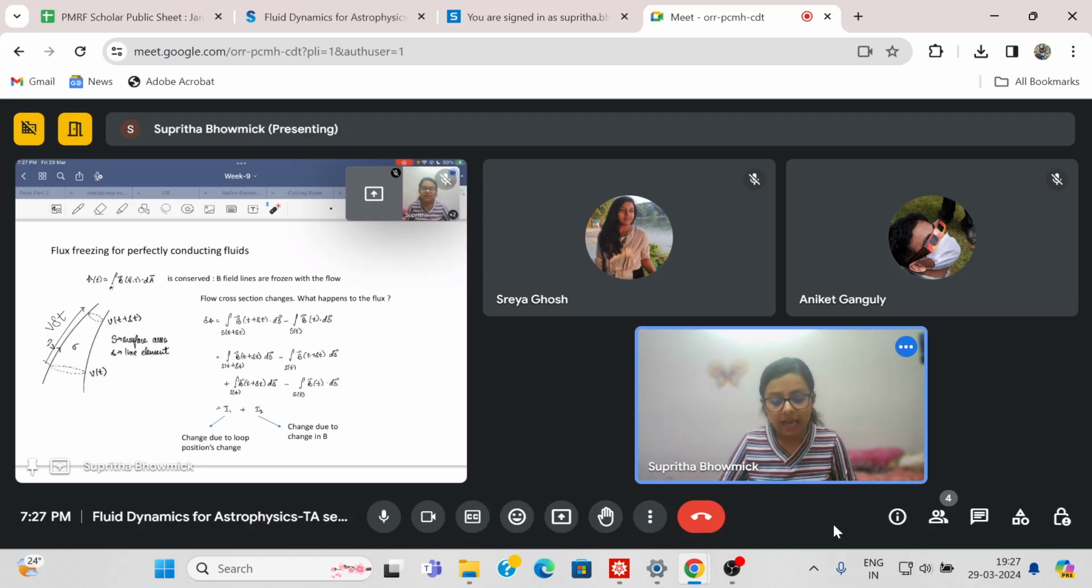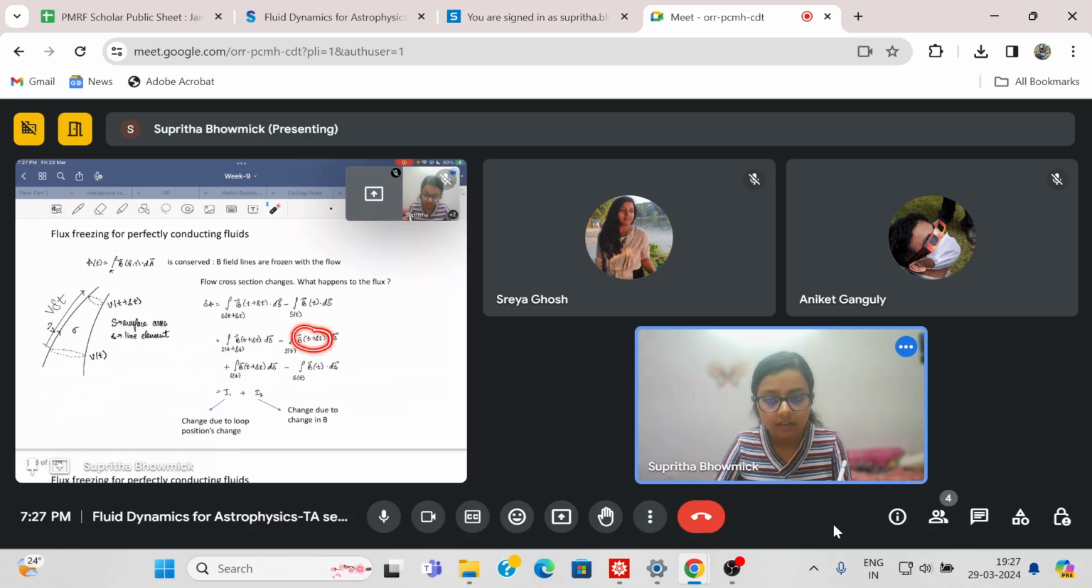Alright. Now we can add and subtract a term which is B at t plus delta t times dS, where S is the surface area at t. Okay? When we do that, this term combined with the first term, let's call that I1, and this term combined with the second term, let's call that I2. Let's look at the structure of I1. I1 is the same magnetic field multiplied to the difference in the surface area at t plus delta t and t.